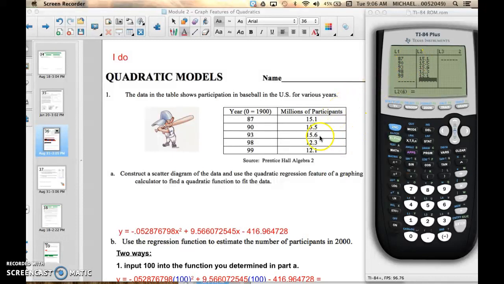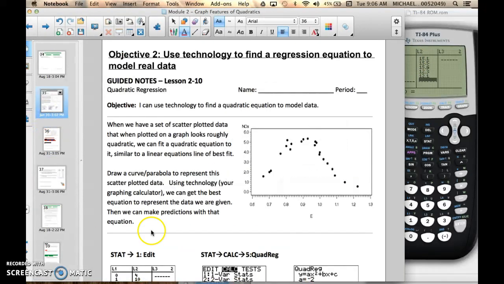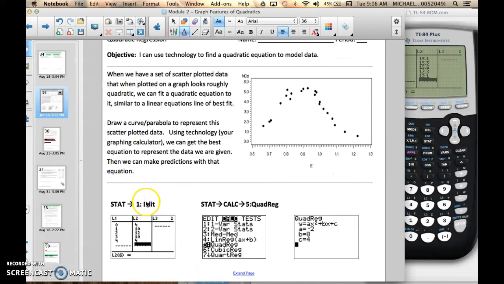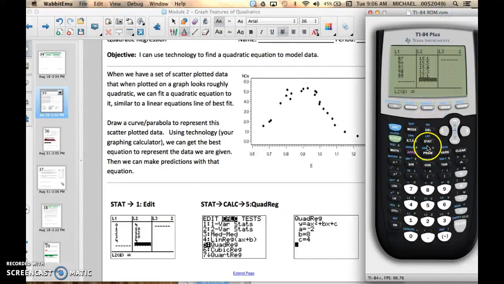Now, at this point, I'll go back to this page. It says after you've edited and you've inputted into L1 and L2, you're going to go back to stat, hit calculate, and then choose option 5, quadratic regression. So I'm going to hit stat again, go over to calculate, and then I can either go down to number 5 or just hit the number 5 and then hit enter. So I want to run a quadratic regression.